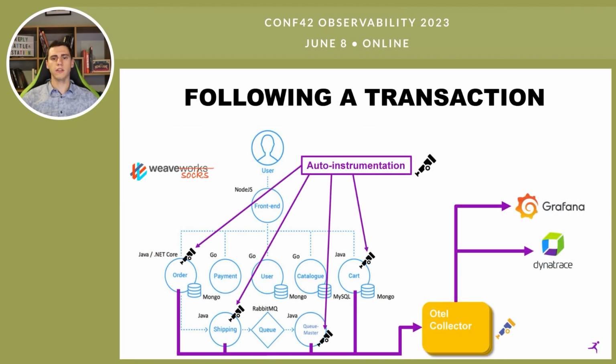Order, shipping, queue master, and cart services are auto-instrumented using the OpenTelemetry operator. When a request is received by the backend, a trace is generated. As the request propagates through components, spans are added to the tree. All this data is sent to the collector that eventually processes it and then forwards it to dedicated storage backends.